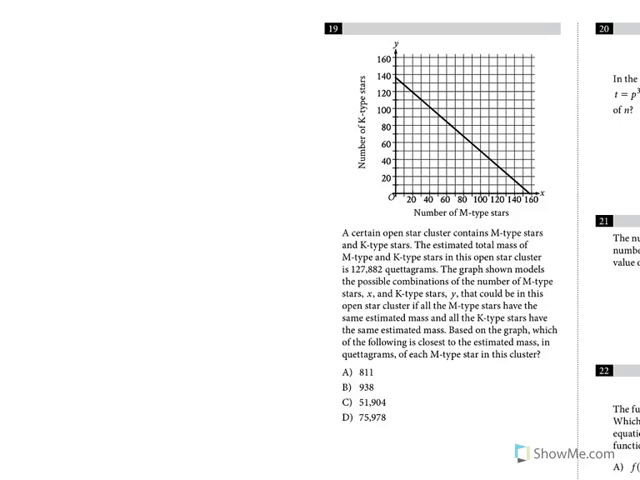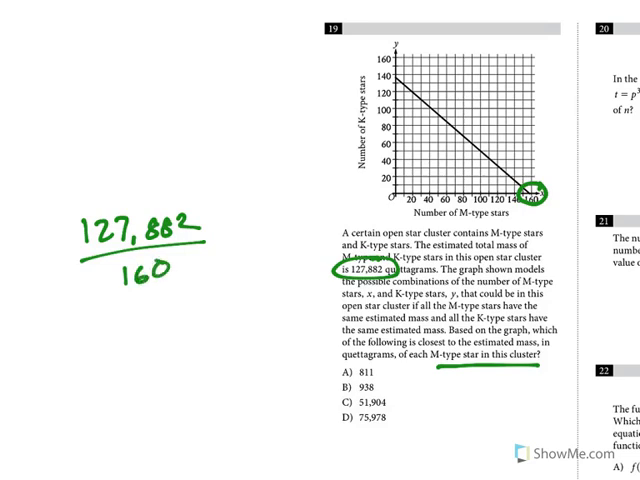All right, this one's pretty unusual. So it says we've got these two types of stars, and the estimated mass is whatever, quatergrams, whatever that is. This shows the possible combinations. So it says, based on the graph, which of the following is closest to the mass of each M-type star in the cluster? So I'm going to use the intercept here. And I'm going to say, well, 160 times x would have to give me this number. So I'm going to divide this by 160. And it's going to give me closest to this, right?